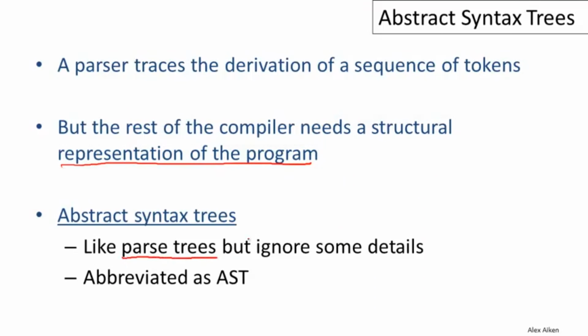It's called a parse tree, but it turns out that a parse tree really isn't what we want to work on. Instead, we want to work on something called an abstract syntax tree. And the abstract syntax tree is really just the parse tree, but with some details ignored. We have abstracted away from some of the details of the parse tree. And here's an abbreviation that you'll see. ASTs stand for abstract syntax tree.